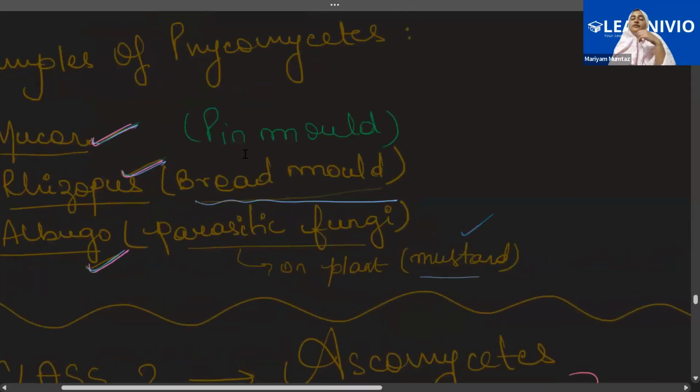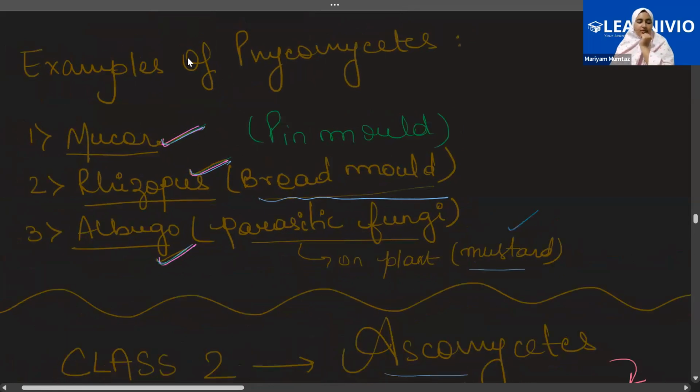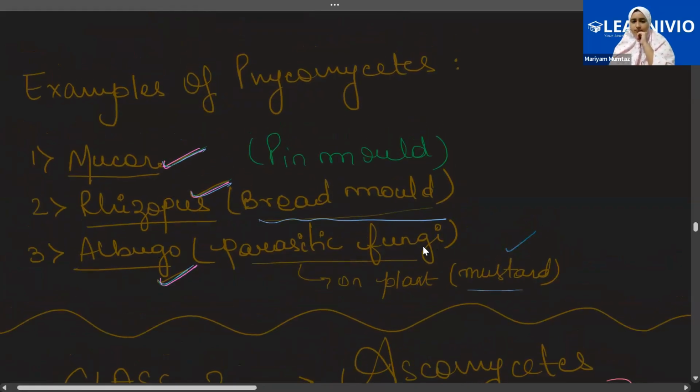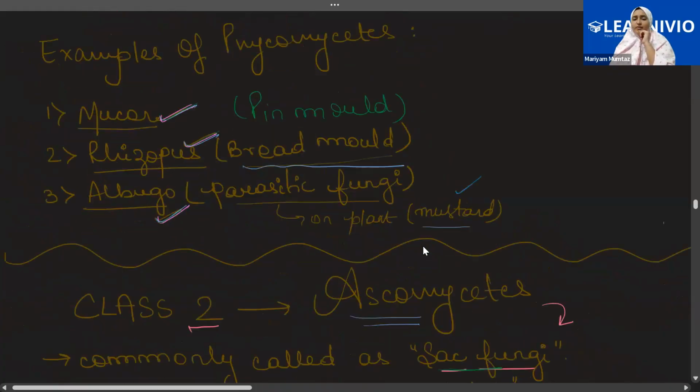The examples for Phycomycetes are Mucor, also called pin mold, Rhizopus, which is the bread mold, and Albugo, which is a parasitic fungus on plants, the mustard plant. So this was about Phycomycetes.